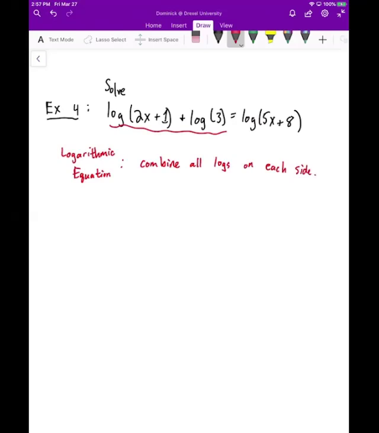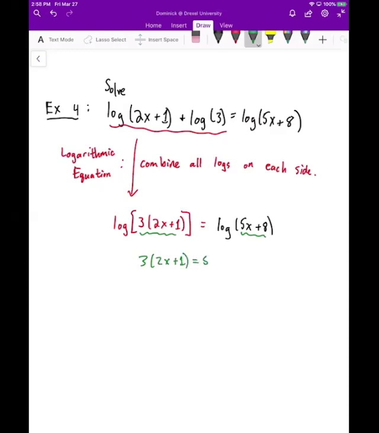So on the left side, of course, we can combine them using the product rule, and we can say that this is a log of 3 times 2x plus 1. And then that's equal to a log of 5x plus 8. All right, well, now we have log of something is equal to log of something. So that means that these two somethings really better be equal. So we can say that 3 times 2x plus 1 had better equal 5x plus 8.